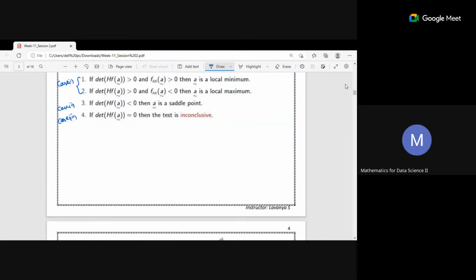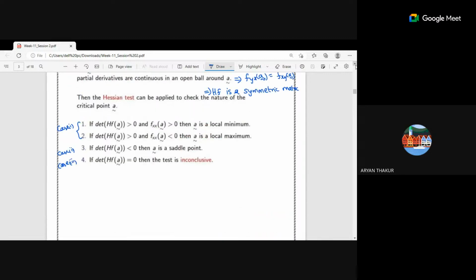When the Hessian determinant is equal to 0, then how will we use another method to find whether it is maximum, minimum, or saddle point? Yeah, when it is equal to 0, the test is inconclusive. In that case, either you look at the graph or you look at the values of the function, or you have to use some other technique to understand what is going on there. So in that case you will not be able to use the Hessian test because the test is inconclusive for that matrix.